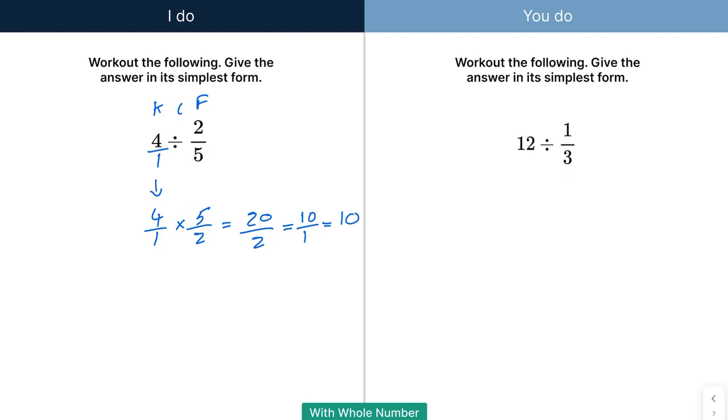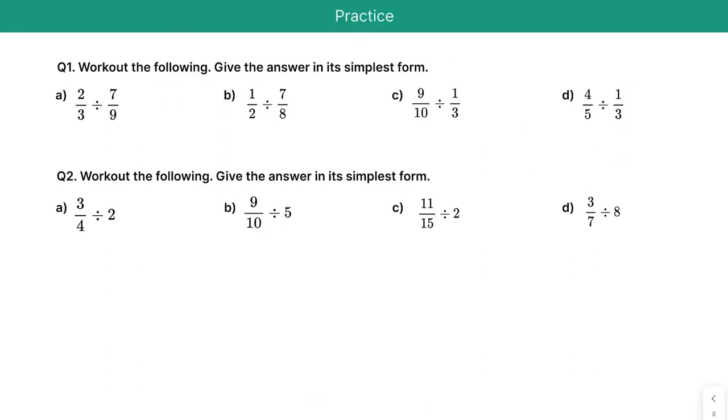Okay, so again, hopefully you've pressed pause and had a go at the example on the right. So the first thing I'll do is write this as a fraction. Then I will write my KCF. So keep the first one the same. Change the sign and flip the last one. And that is just 12 times 3, which is 36 over 1. We can just write that as 36. That's our answer there. So here's some practice questions for you to have a go at.